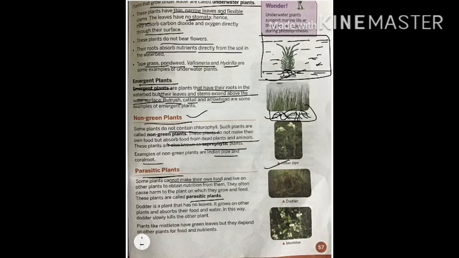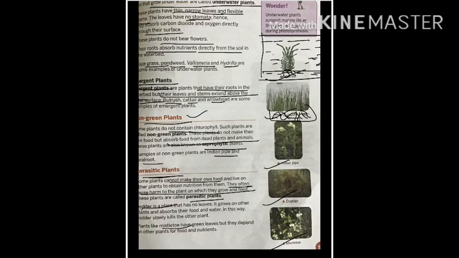They cannot make their own food, right? So they obtain nutrition from other plants, and in obtaining nutrition from other plants, they often cause harm to the plants on which they grow and feed. That is a very bad feature of these parasitic plants. They obtain nutrition from other plants, but they harm them also. The examples given here are dodder and mistletoe. These are parasitic plants.